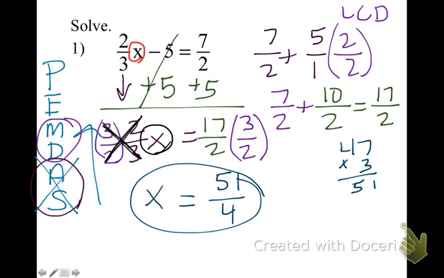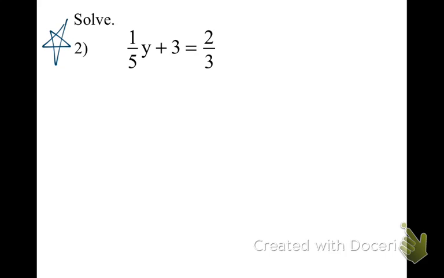Now, I think this is kind of difficult because we have to find a least common denominator, we got a super big fraction, and our answer is kind of ugly. So I'm going to show you an easier way of how we can solve these types of problems. Now go and write down example number 2.